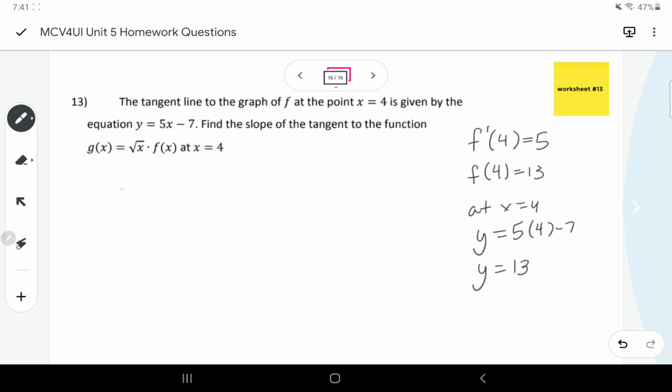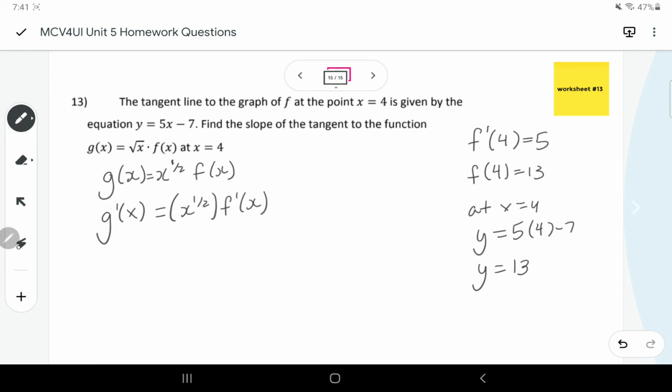Okay, excuse me. So if we were going to take the derivative of g at x, I'm just going to rewrite it like we usually do as x to the 1/2 times f at x. So the derivative here, g prime at x, is the first, x to the 1/2, times the derivative of the second. We don't know what that is, but it's f prime at x, plus the second, f at x, times the derivative of the first. So it's 1/2 x to the negative 1/2.